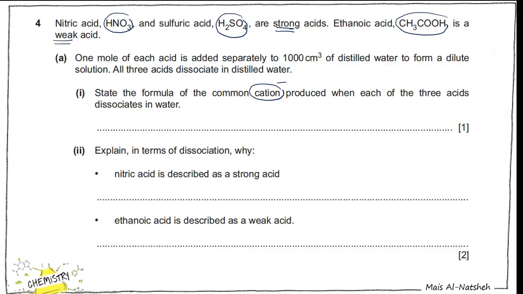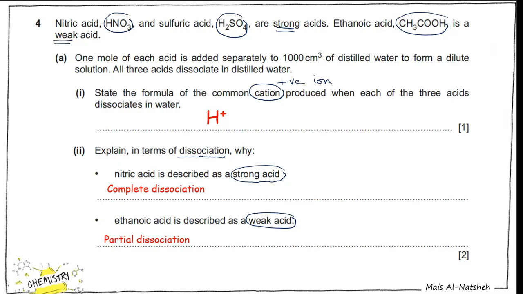Now, cation, we are talking about the positive ion. The positive ion all acids produce is the hydrogen positive 1 ion. Explain in terms of dissociation why nitric acid is described as a strong acid and ethanoic acid as a weak acid. To be described as a strong acid means it will undergo complete dissociation, but a weak acid will undergo partial dissociation. So not all the molecules of the acid will break down into ions.